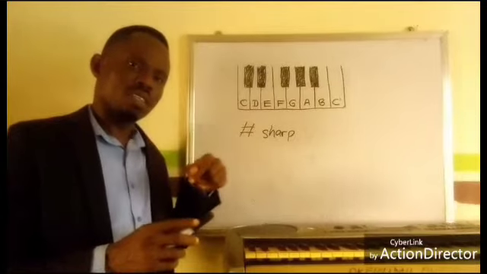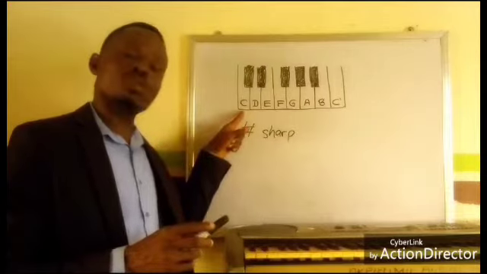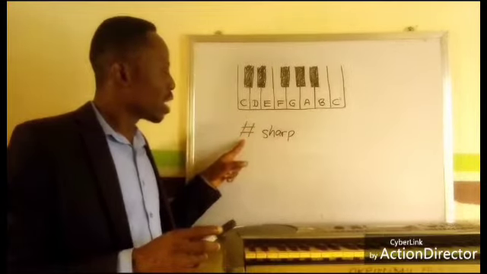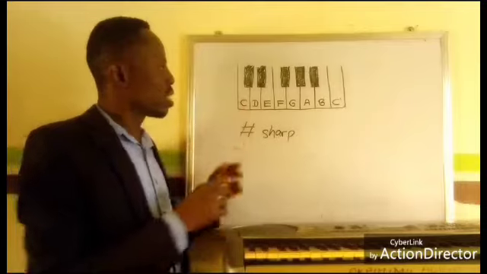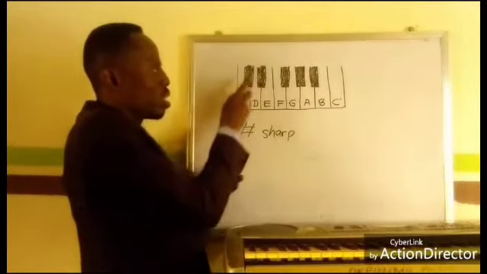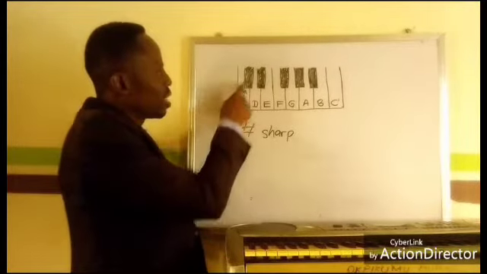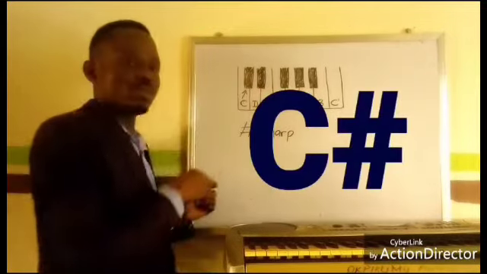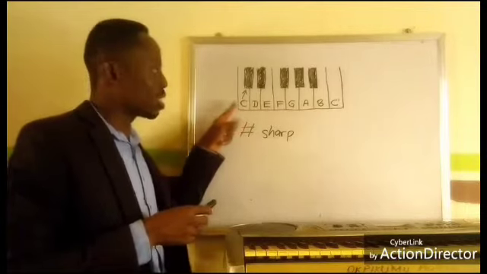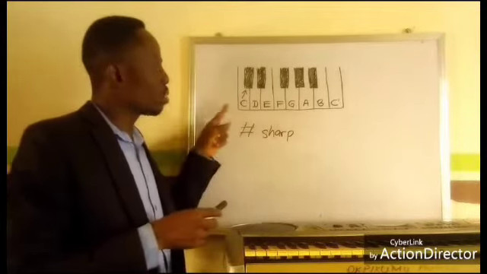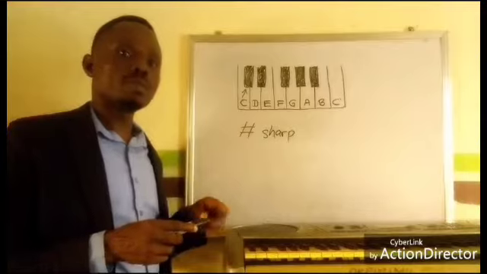It alters the original pitch of that note. Instead of singing or playing the natural C, if I place the sharp on this C, it raises this C up by a semitone. It means it goes up this way, and then this note becomes C sharp, because I placed a sharp on the C to raise it by a semitone. So it moves up by a semitone to this black note, and this note is C sharp.